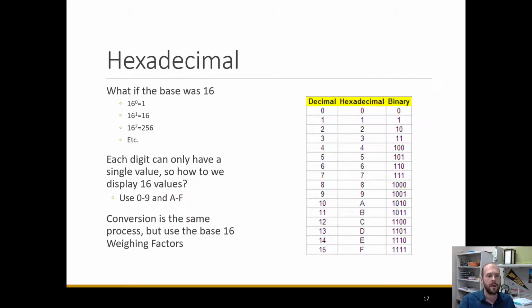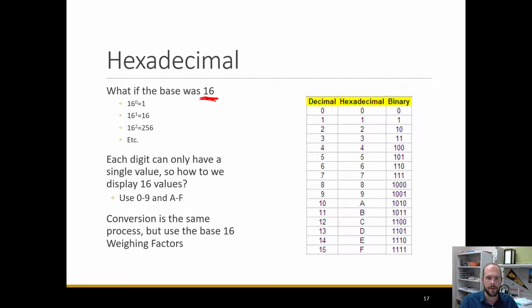So the next thing we want to talk about is, what if the base instead of 10 or 2 was 16, and we arrive at a totally new number line? We have 1, we have 16, we have 256, and so forth. For decimal, we had 10 digits, 0 through 9. For binary, we had 0 and 1. For hexadecimal, base 16, we need 16 different digits. So we can use 0 through 9, but then to get up to 16 total, we use A through F. And you can see those equivalents here for decimal, hexadecimal, and binary.